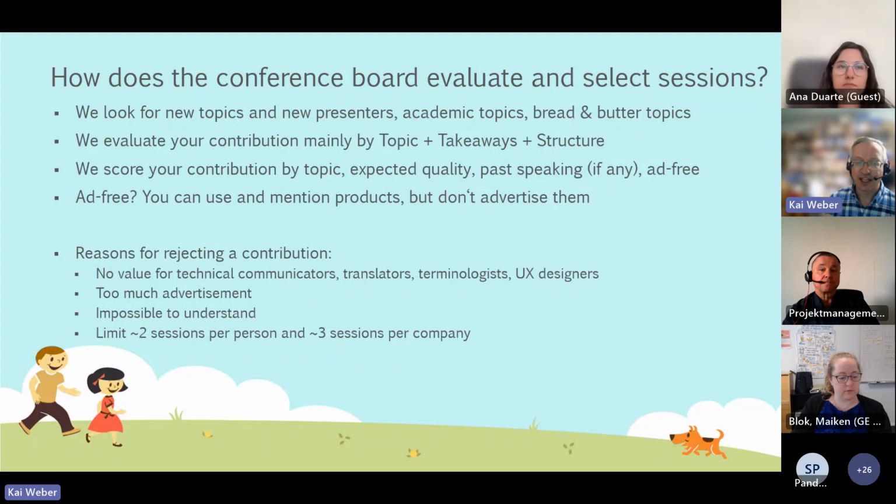What does that mean? Ad-free means that we will not take sessions where you advertise a product or a service because it is the best thing since sliced bread and it's the only product that can do X. And you talk about how wonderful that product is because it can do X.